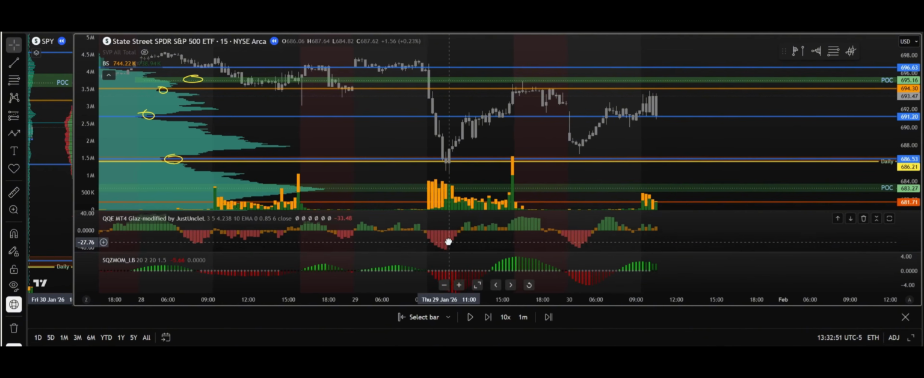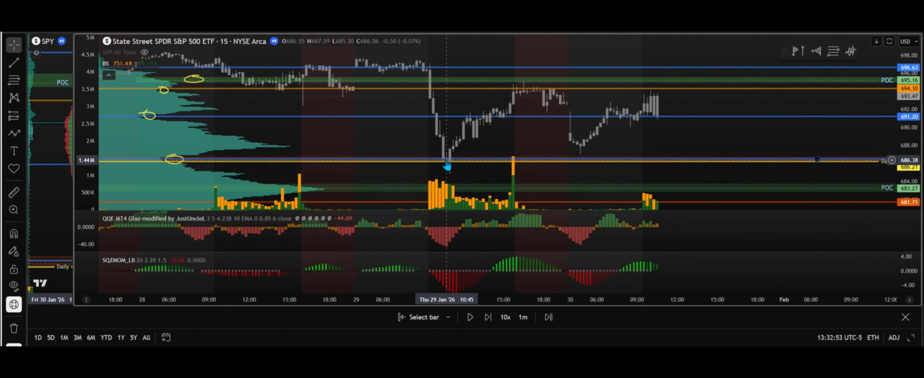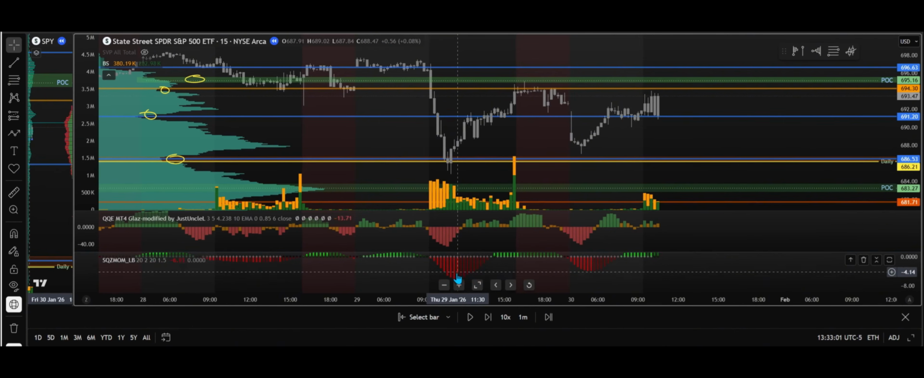So we can see QQE stepping up here, buyers coming into the market. Once we get to roughly about right here, this is where the squeeze momentum actually begins to start stepping up, saying, okay, the bear squeeze is over. Now the bull squeeze is coming.